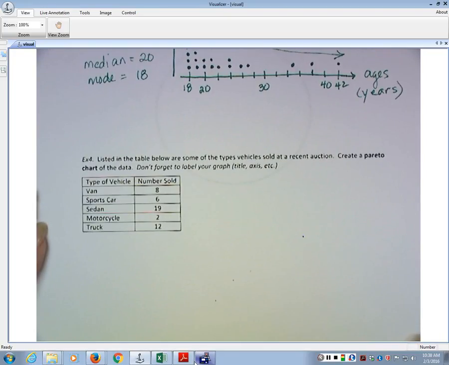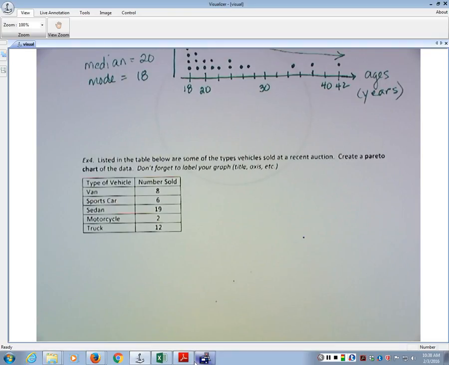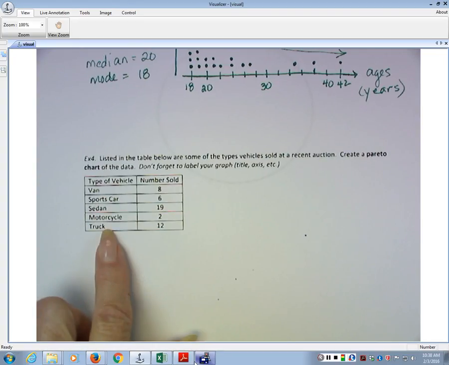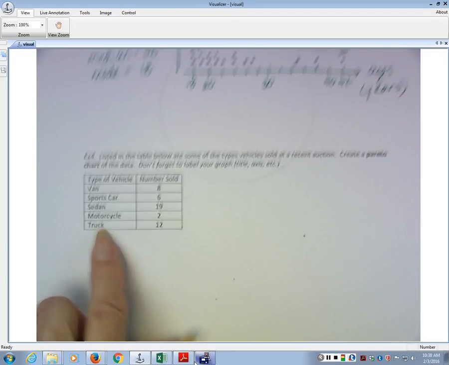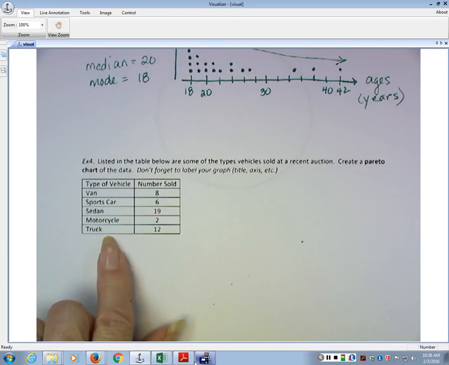Listed in the table below are some of the types of vehicles sold at a recent auction. Create a Pareto chart. Now, there are two kinds of charts that look very similar. There's only one distinction between them. A bar chart is a way to draw a chart of data that is categorical in nature. Okay? These cannot be arranged in any kind of meaningful numerical order.